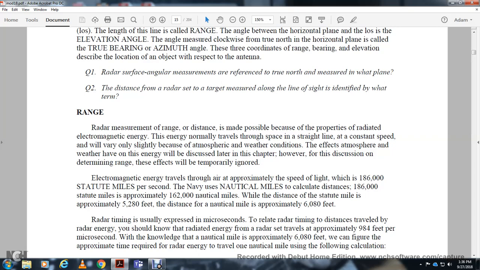The Navy uses the nautical mile, so the distance of 186,000 statute miles is approximately 162,000 nautical miles. The distance for the statute mile is approximately 5,280 feet, and the distance for the nautical mile is approximately 6,080 feet.